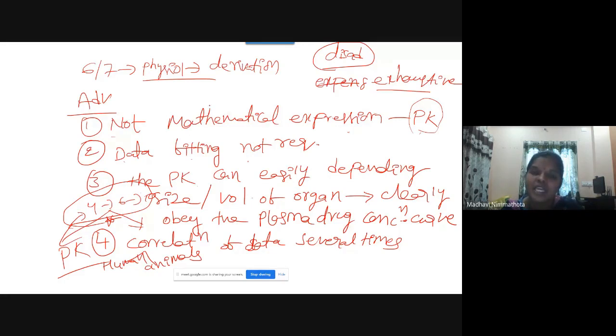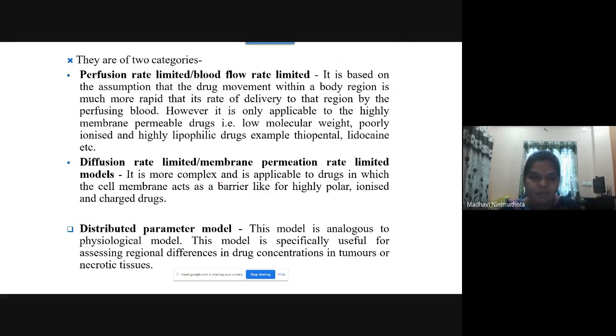Why? Because in case of compartment models, you can assume your drug is moving from 1 to 2, so that you can give some mathematical expression, then you can calculate very easily, right? In case of physiological derivation, highly perfused tissues will be joined to less perfused tissues, and how we can achieve that based on volume and size of the organ is somewhat difficult. It is difficult to attain some pharmacokinetic parameters also. That's why it is rarely used, but compartment modeling is commonly used to calculate PK parameters.